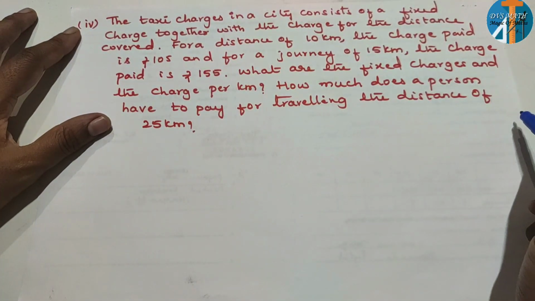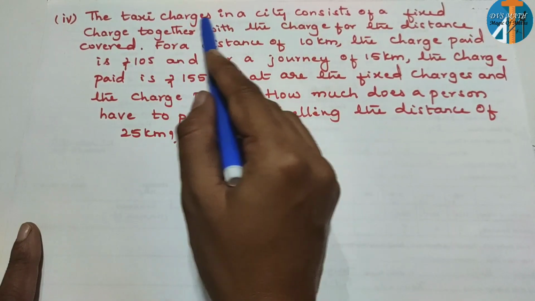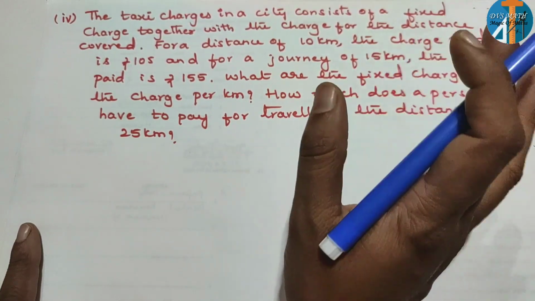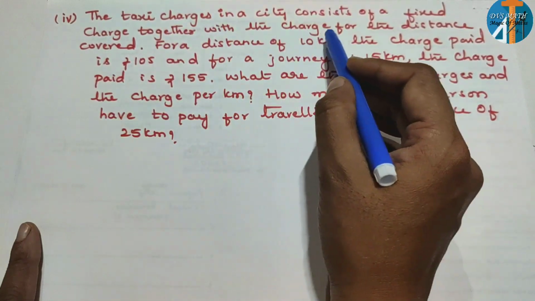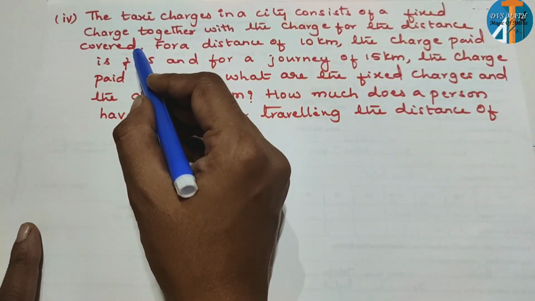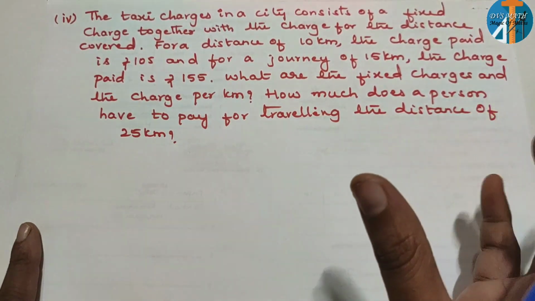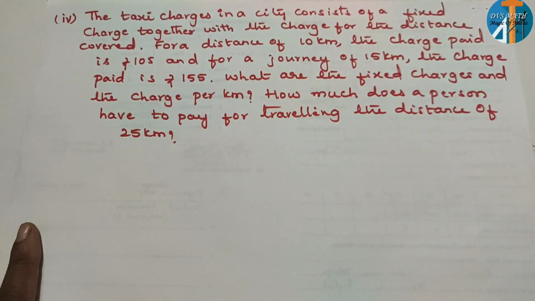It is too lengthy, but if you solve it, it is very easy. Taxi charges in a city. That means here we are talking about the charges of a taxi. The charges in a city consist of a fixed charge together with a charge for the distance covered. Okay, that means the amount we have to pay for taxis has a fixed charge, along with that we have to pay per kilometer.